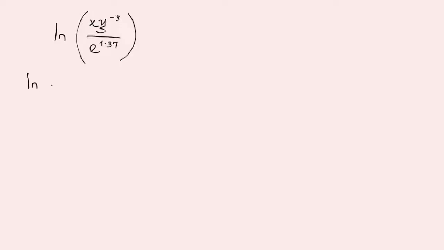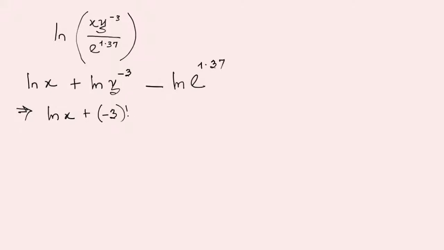This is going to be equal to ln of the first value here, which is x, plus another value in the numerator, which is ln y raised to the power minus 3. For the denominator value, we'll have negative, which is minus ln e raised to the power 1.37. So we can further express this as ln x. Because we're bringing minus 3 to the front here, we would have plus minus 3 ln y minus 1.3. We're bringing this power down here as well.